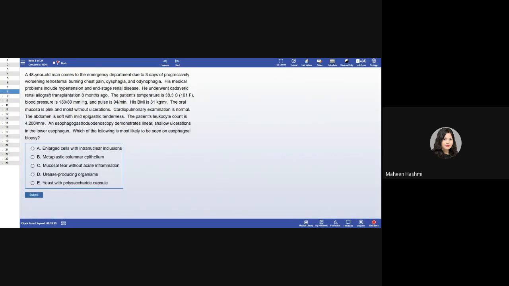So the BMI is very high, oral mucosa is pink, cardiopulmonary examination is normal, leukocyte count is 4,200. EGD demonstrates linear shallow ulcerations in the lower esophagus. A 48-year-old man has worsening retrosternal pain, dysphagia, odynophagia. End-stage renal disease. He underwent cadaveric renal allograft transplantation 8 months ago. Now he has fever, epigastric tenderness, linear shallow ulcerations. What's happening? What happened?